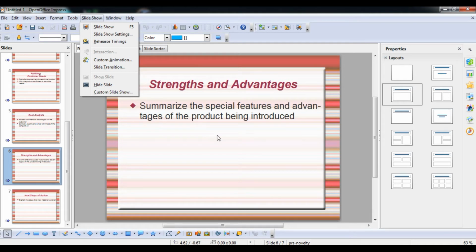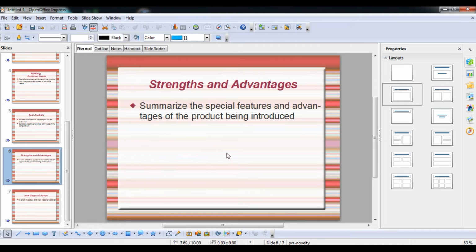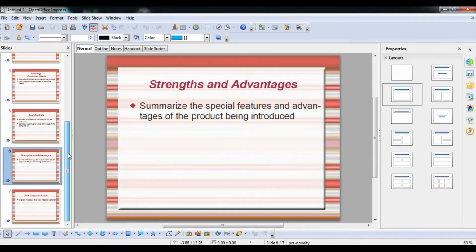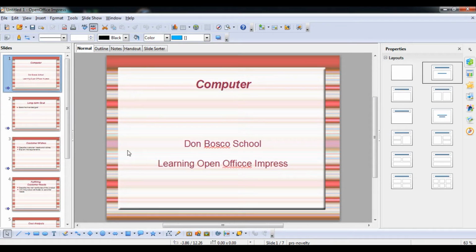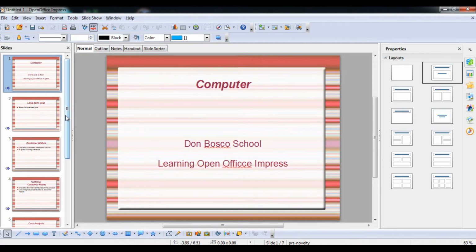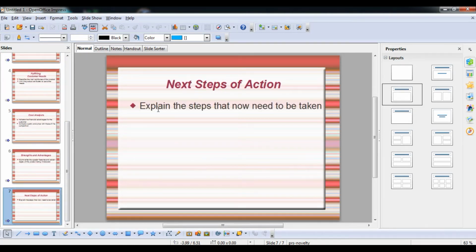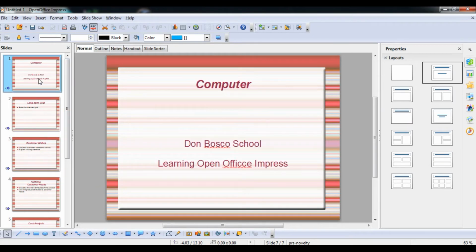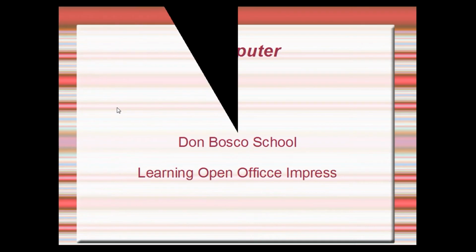So as you press the F5 button, you can see the slide runs from here only. Student, wherever you are selected, it will start from there only. This is the beauty of OpenOffice Impress. Now if I'm on slide 7, next step to action, press F5 and you can see it will run from here only. This is the advantage of OpenOffice Impress. Wherever you are, the slide show will run from there.